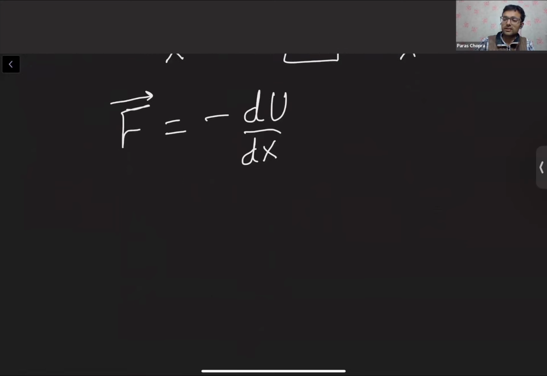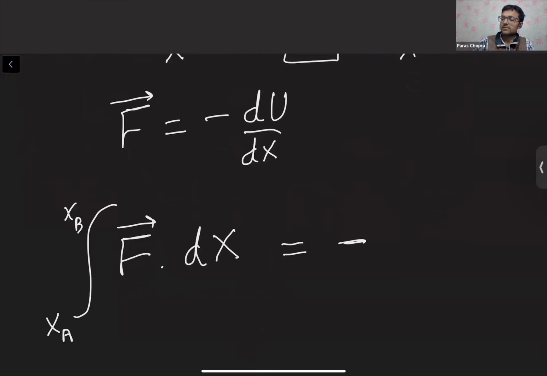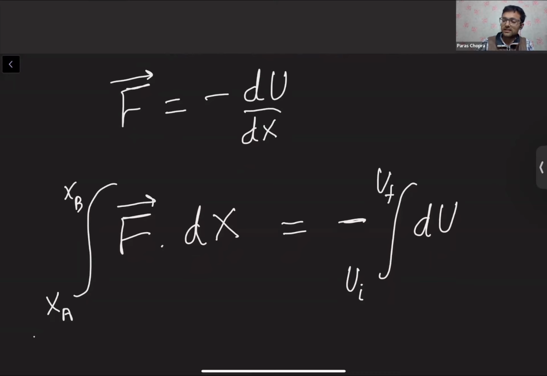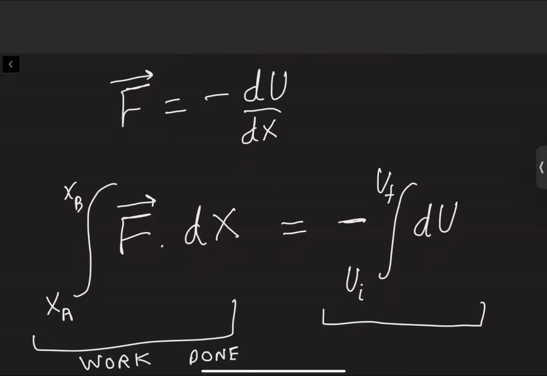Similarly, if we take this to the left hand side and integrate, we can say the integral of force with the displacement, let's say from xa to xb, is equal to negative integral of dU from U initial to U final. So what does this tell us? This left hand side is the work done, and the right hand side is the negative of change in potential energy.